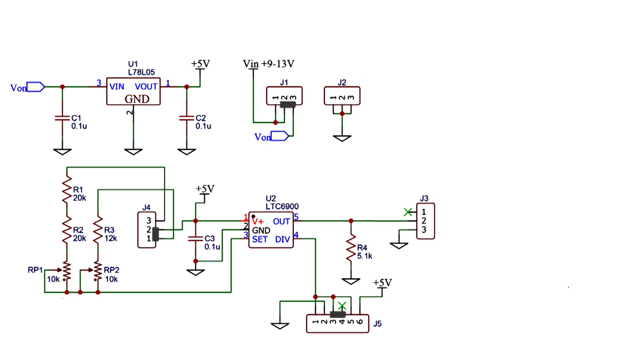After we have that captured, I will change the jumper on J5 to 5 and 6. And what that does is that supplies 5 volts to pin 4 of the LTC6900. And of course, we'll capture that screen also.